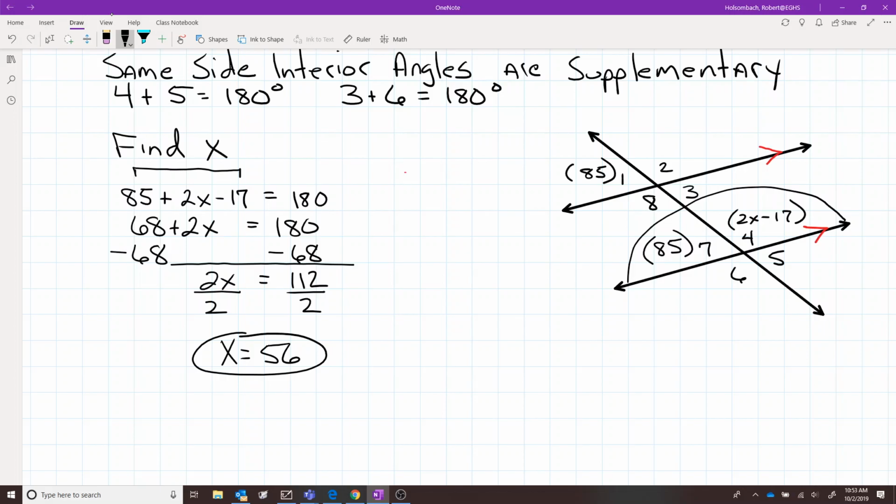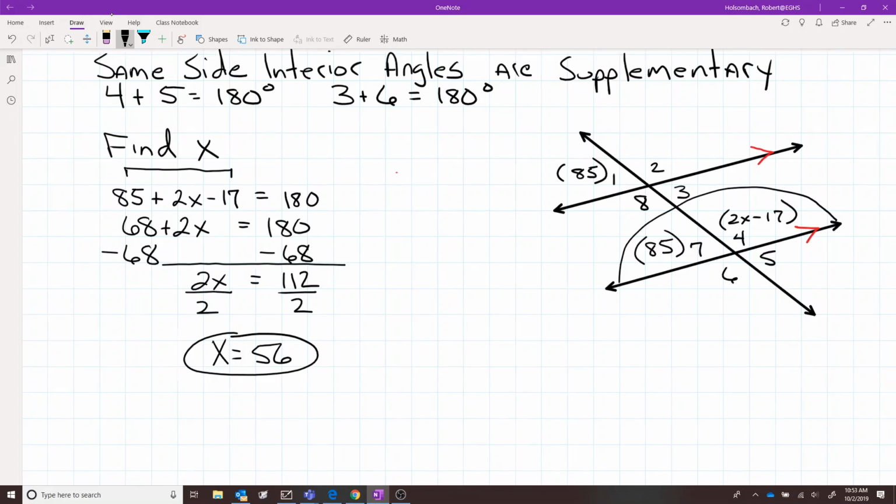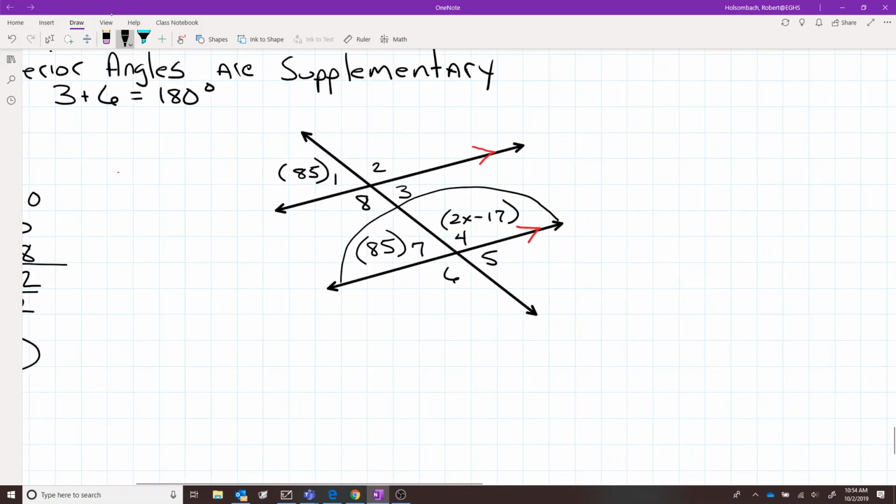The next example there says to find y if the measure of angle 3, we got, let's see, where do I got more room? I'm going to move it over here a little bit. The measure of angle 3, 4y plus 30. The measure of angle 7, 7y plus 6.